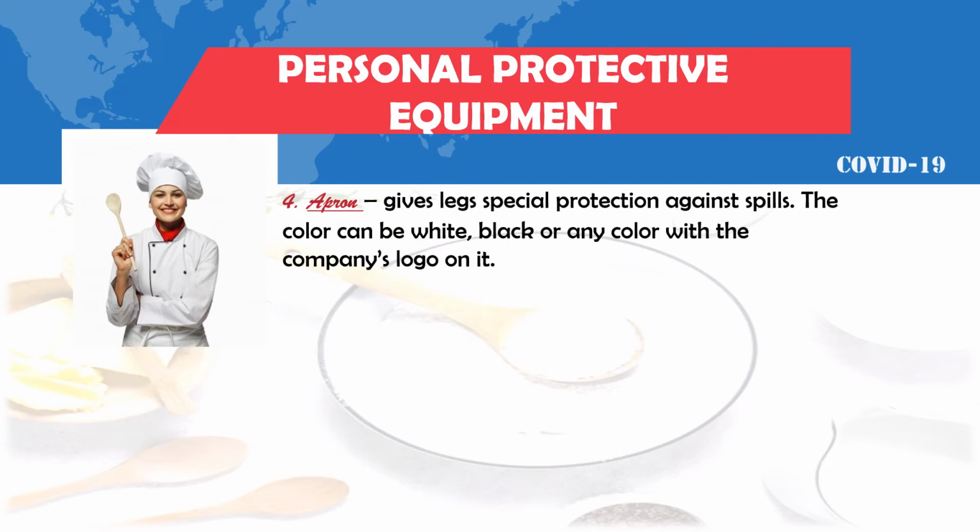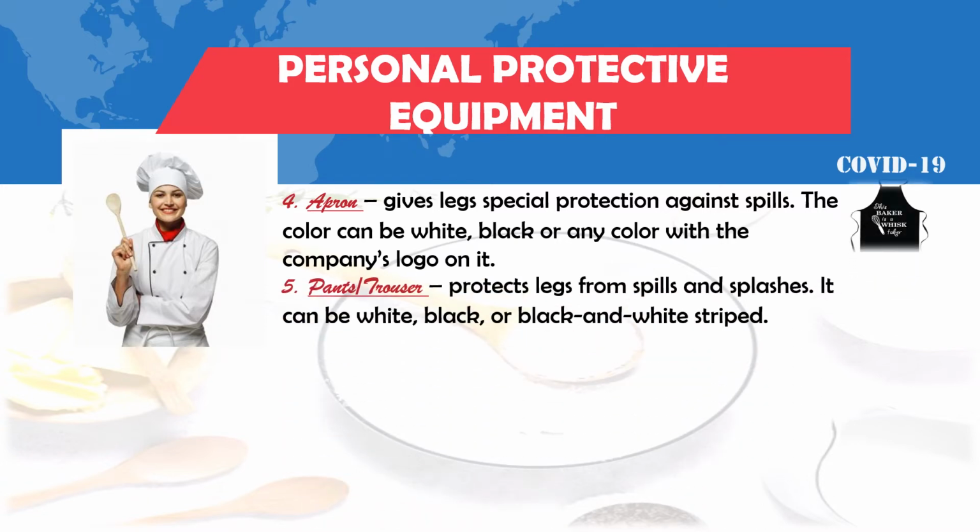The fourth one is the apron. The apron gives the legs special protection against spills. The color can be white, black, or any color with the company's logo on it. The fifth one is the pants or the trousers. They protect the legs from spills and splashes. They can be white, black, or black and white stripe.